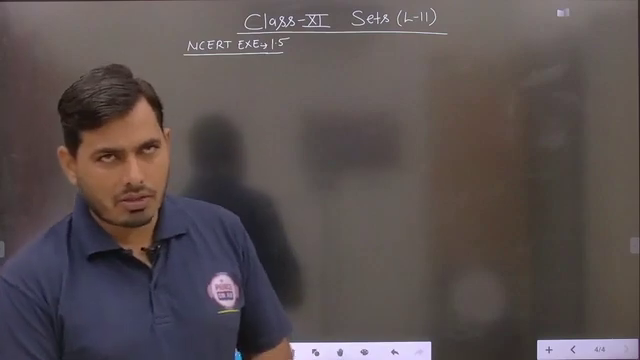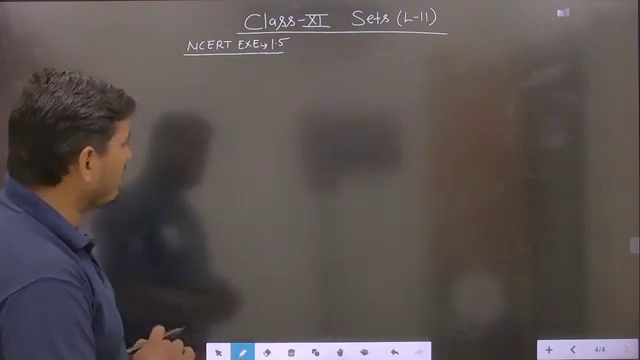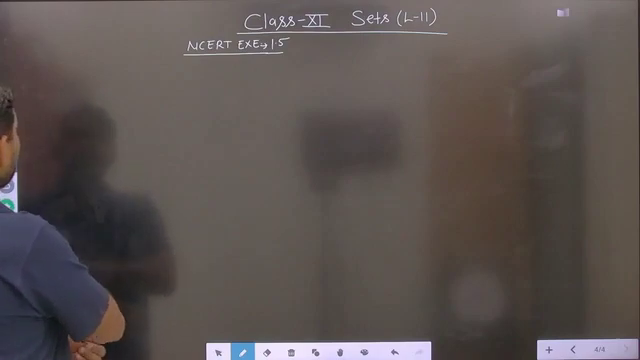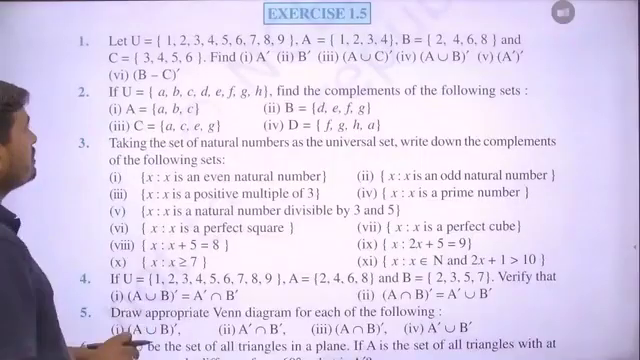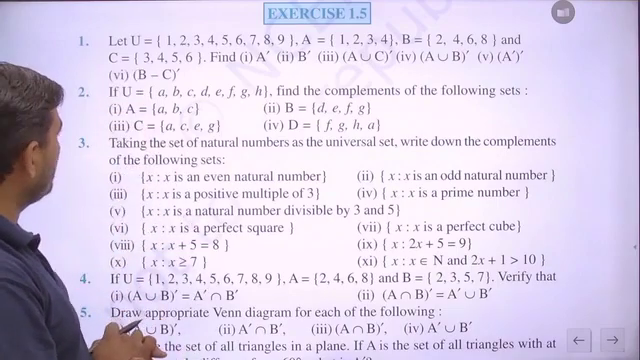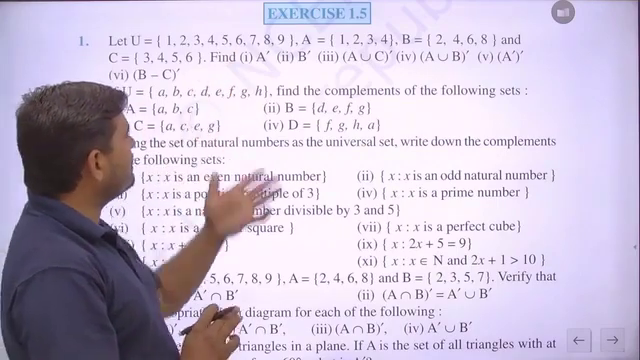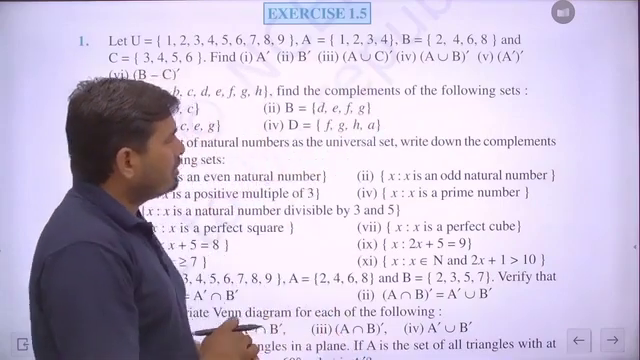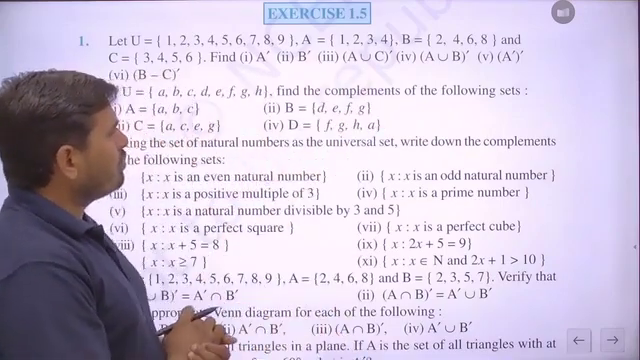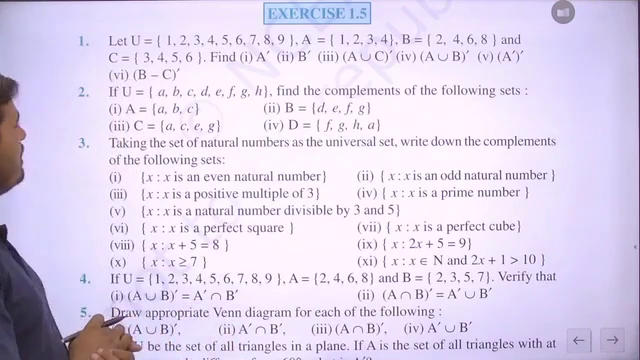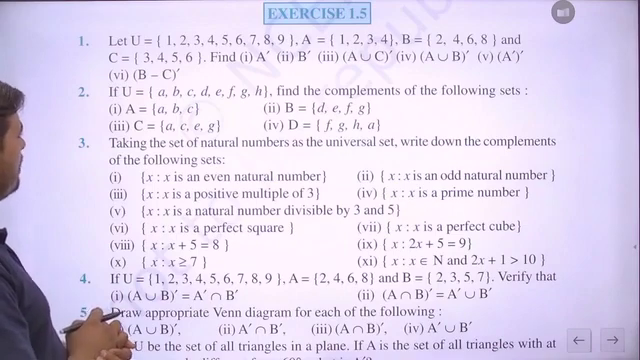So we will start with NCERT Exercise 1.5 with the very first question. In the very first question, students, a universal set is given: 1 2 3 4 5 6 7 8 9. Set A is given as 1 2 3 4. Then set B is given as 2 4 6 8. Is it clear? And set C is also given, that is 3 4 5 6.